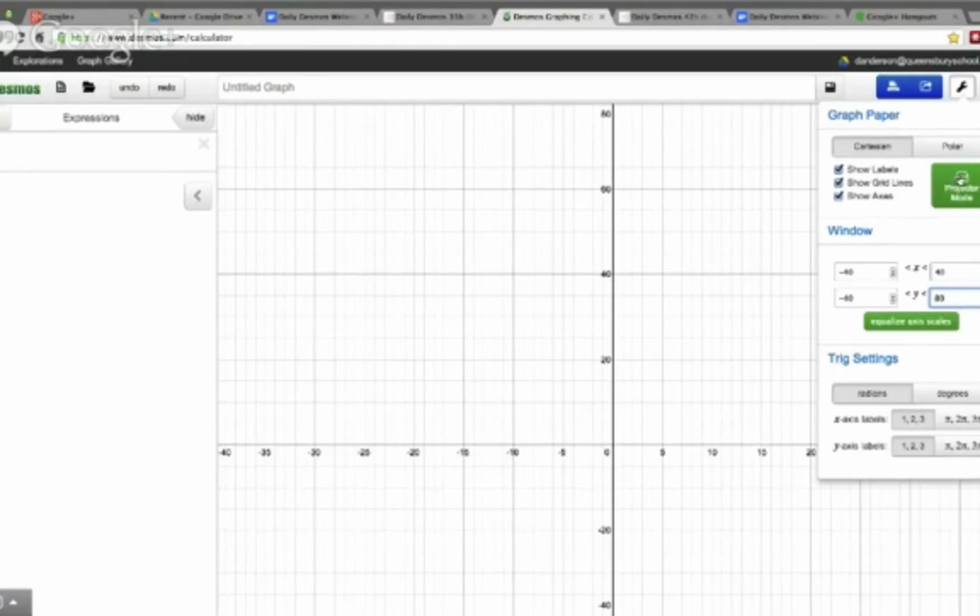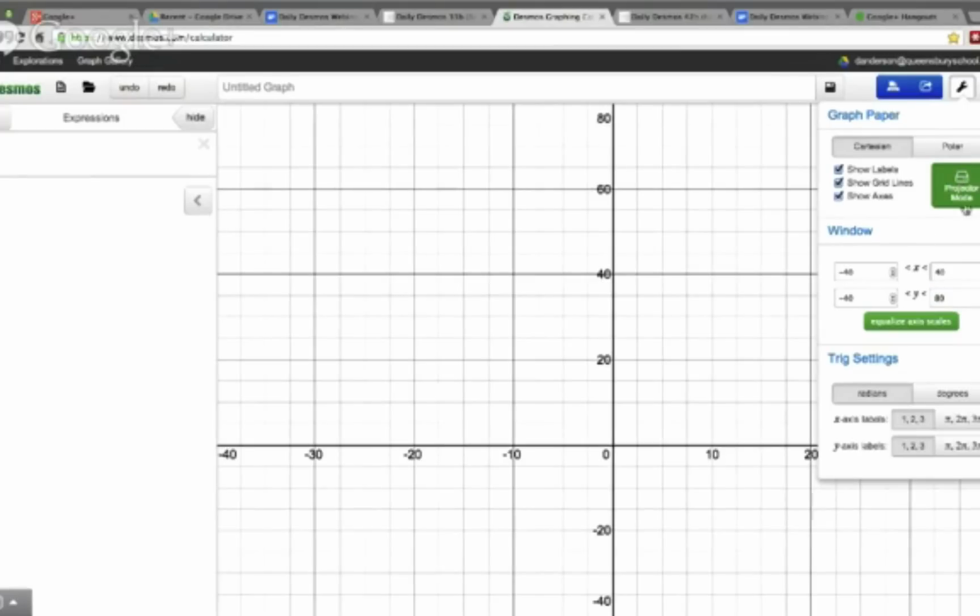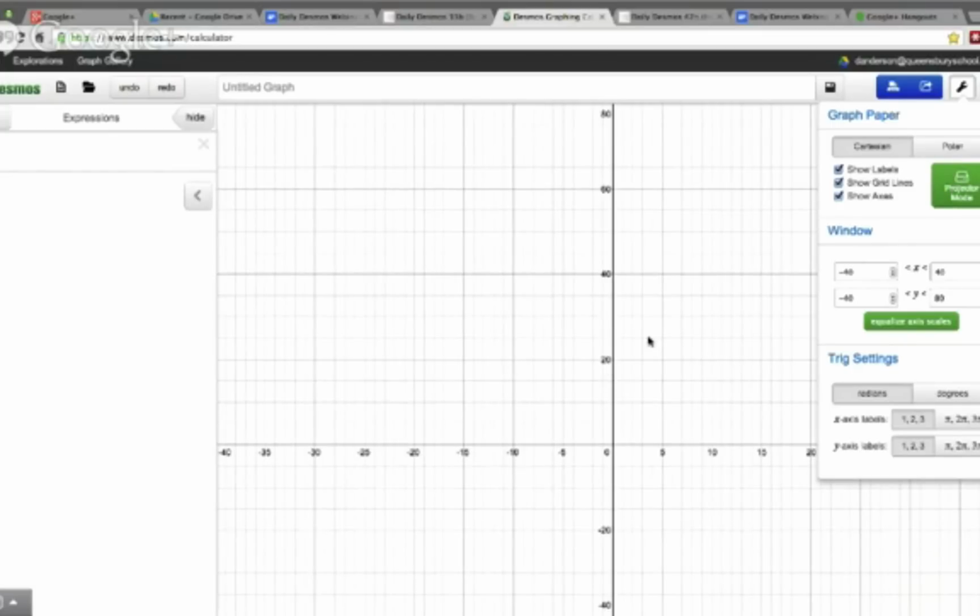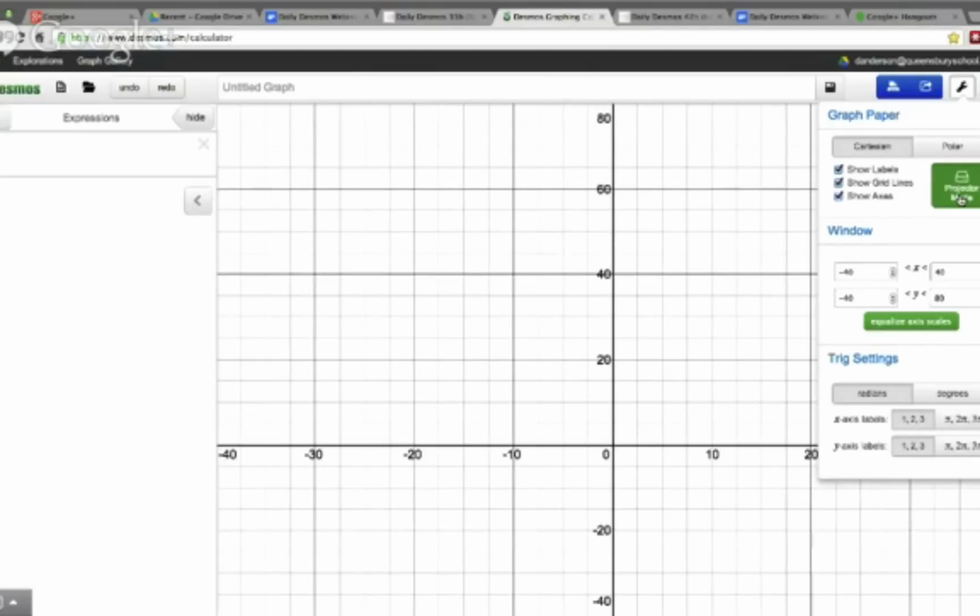Absolutely. I'll turn projector mode on. Projector mode is a really nice mode. I use that with my smartboard quite a bit in class. If you turn it on and off, without projector mode the type looks small, though it's really nice on your screen. With projector mode, the font gets larger, which means the kids in the back of the class can see really well.